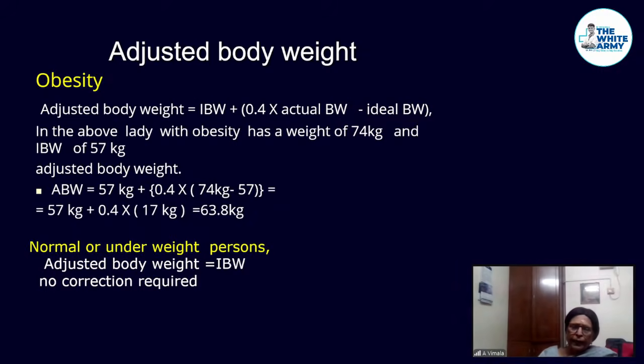But on the contrary, for underweight persons, the adjusted body weight is the ideal body weight. Don't go by the actual weight of the lean person. You have to take the ideal body weight and no correction is required.